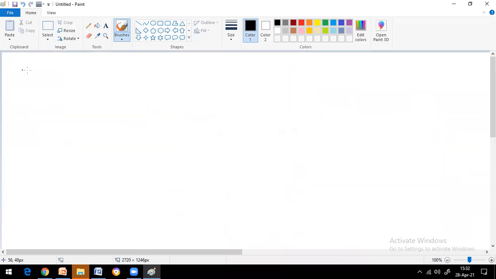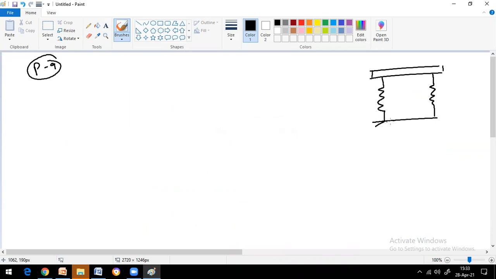Right, problem 9. There is a spring arrangement given, where one spring is connected like this and the other spring is here. These two are fixed at one end, but the load which is applied is not at the center, this is the centroid of the whole unit, the load is somewhere here.